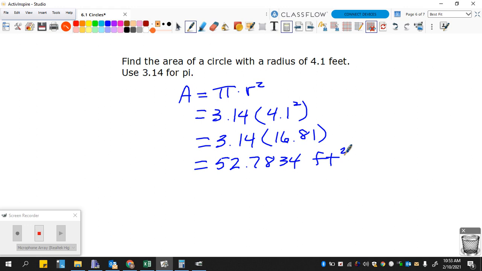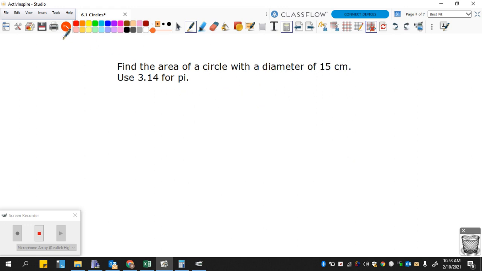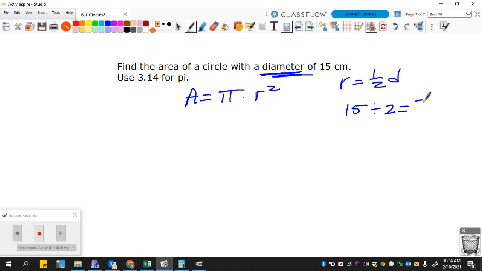All right. Last example, find the area of a circle with a diameter of 15 centimeters. So remember, area is equal to pi times the radius squared. How do I find the radius? Well, radius is equal to 1/2 of the diameter. So we're going to say 15 divided by 2, which is 7.5.